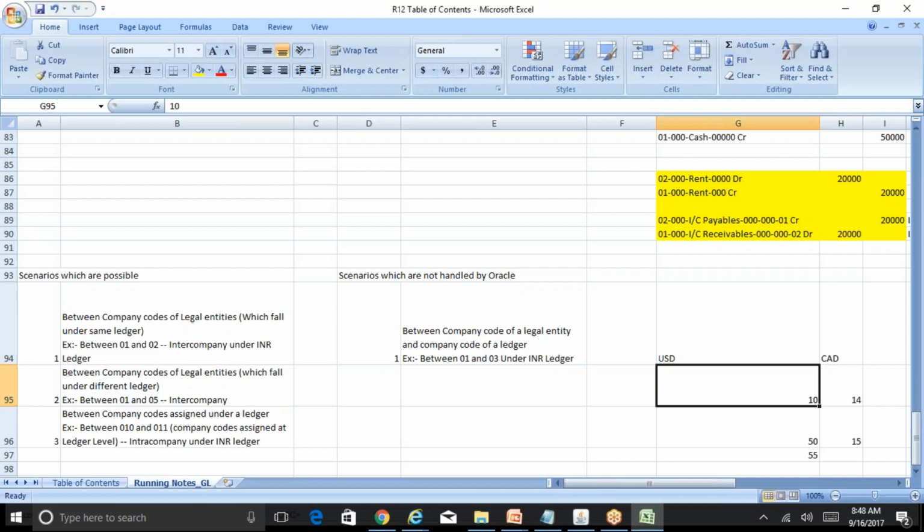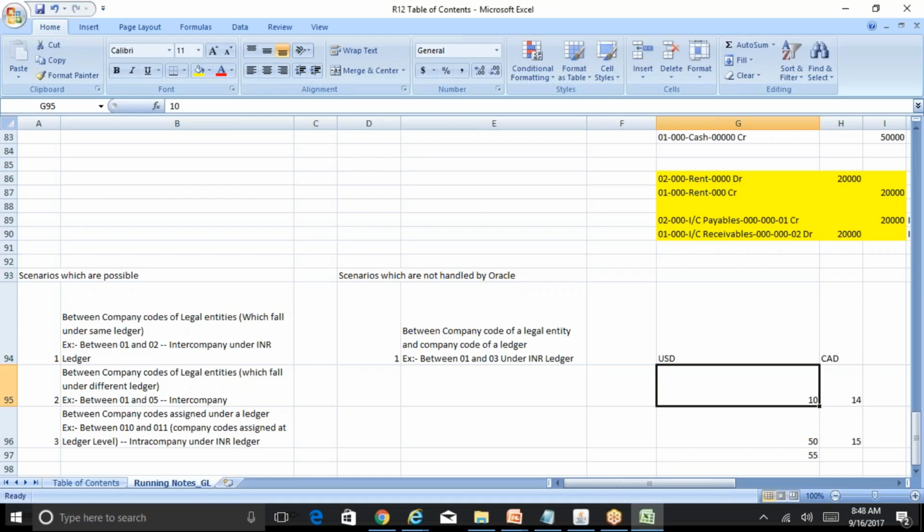But once we upgraded to R12, we did a proper configuration where 010, 050, 055 are allowed only under the USD ledger based on our existing setup. 014 and 015 are allowed only under the Canada ledger. That's where users say, now I want to use 014 under 010. How should I use that? I do not have such restrictions in 11i.